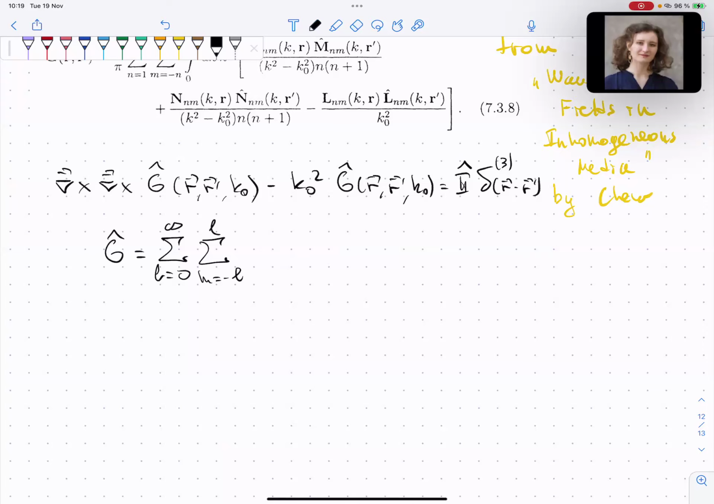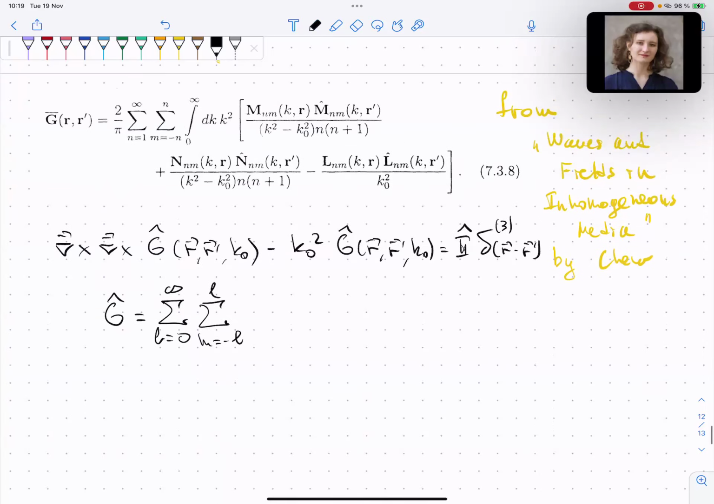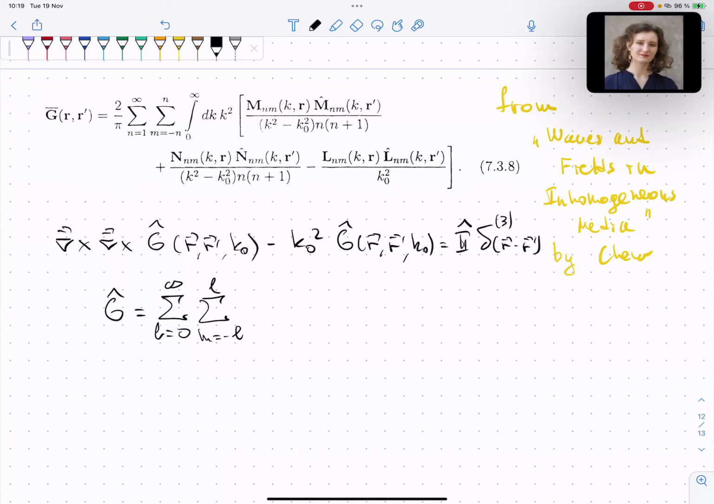Question: in the formula for the Green function, what does the hat on the vector harmonics mean? If I remember correctly, it's something with their indices. Let me find it. You can think about this as complex conjugation, but it's not exactly complex conjugation.